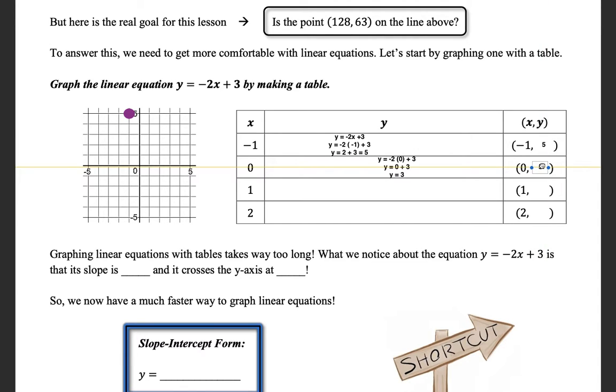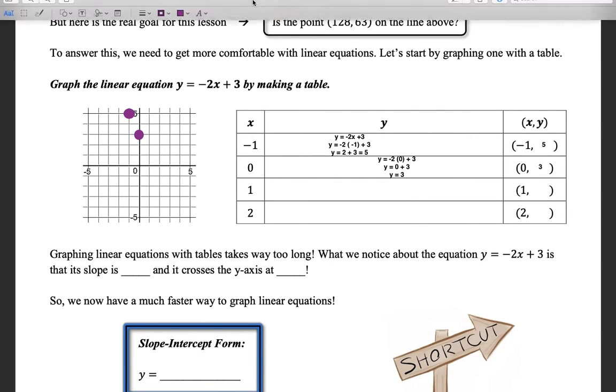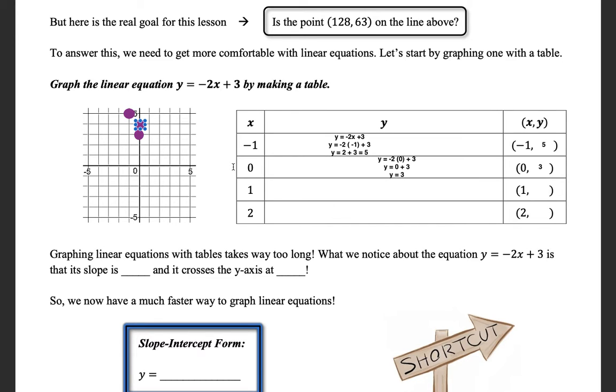So this next point right here is 3. Okay, so 0 and 3. You got 0 here is your x, and you're going to go up to 3, which is right there. Oh, I let go too late. Right there. All right.